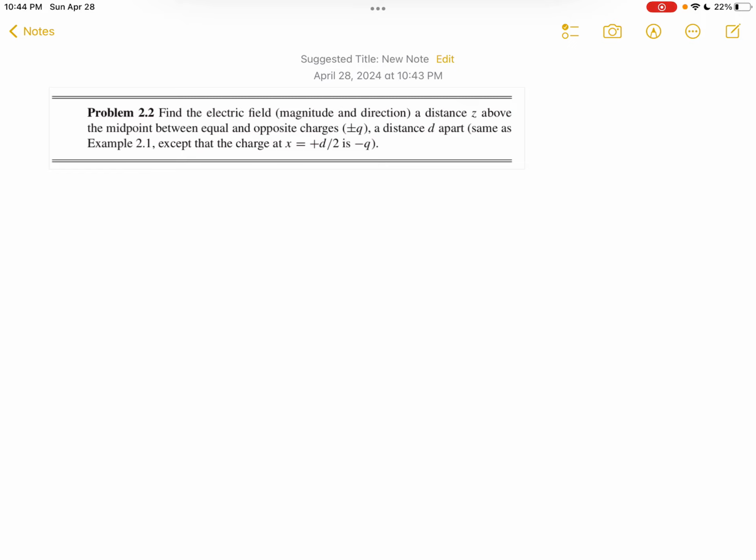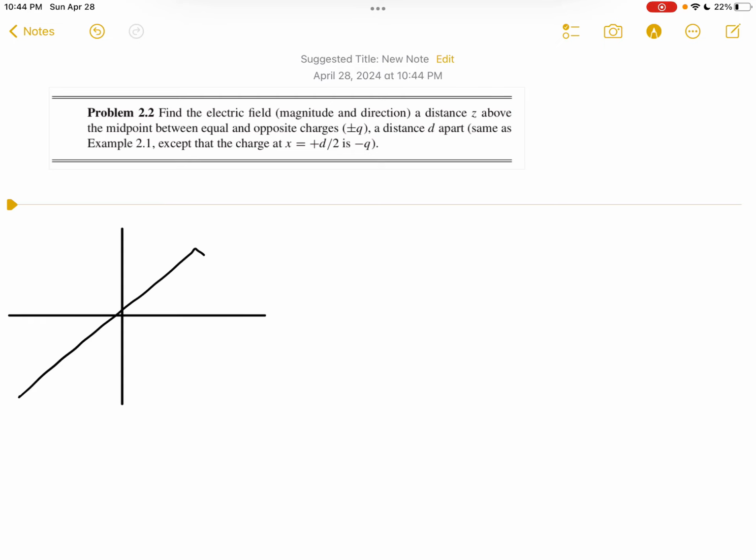So first we want to start by drawing our charges. So we have our z-axis, our x-axis, and our y-axis. And we have plus q, negative q, which are a distance d apart. So that means this is d over 2, and this is d over 2.